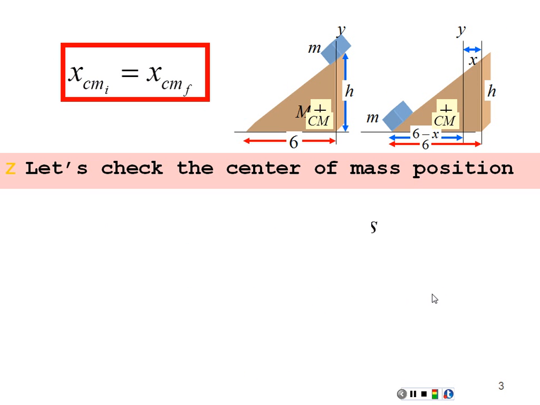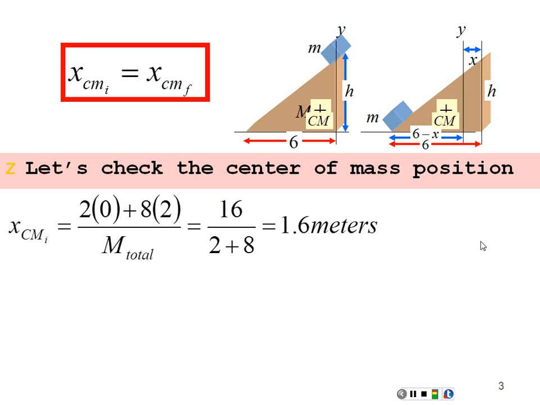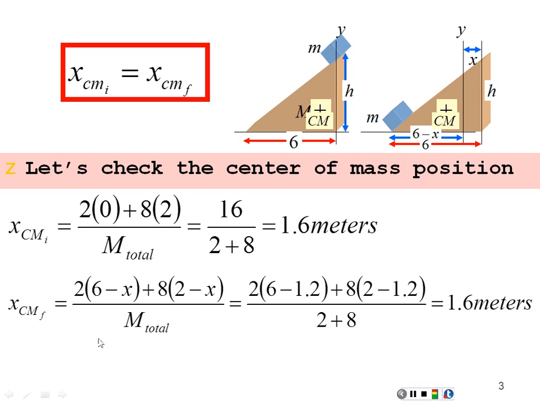Let's check that location of the center of mass. Originally we had 2 times 0 plus 8 times 2 over 2 plus 8. 16 divided by 10, or 1.6 meters. So that was where the original center of mass was. The new center of mass is 2 times 6 minus x plus 8 times 2 minus x over the total mass. And when we calculate that out, still 1.6 meters. So the center of mass has not moved from its location. Everything is great. The whole wedge moved 1.2 meters.